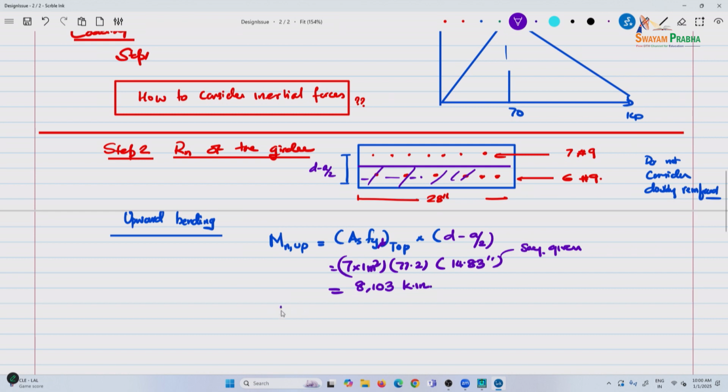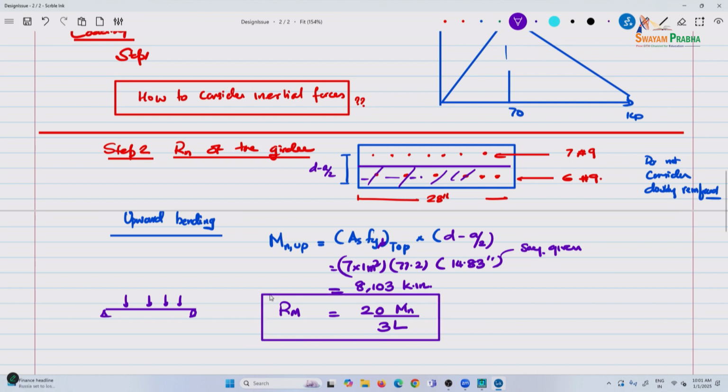Now for Rm, you have 4 loadings in this way. When you have 4 of them, Rm is 20 Mn by 3L. We have seen 8 Mn by 3L, 8 Mn by L, 2 Mn by L. For this case it would be 20 Mn by 3L. Now L is equal to 30 feet, so this Rm comes to 130 kips upward.